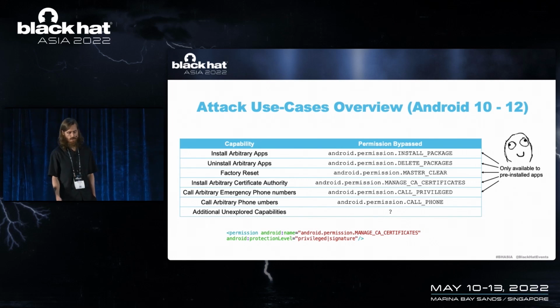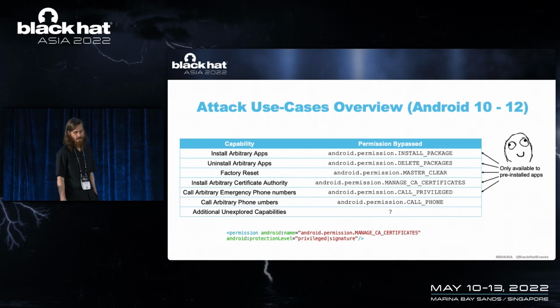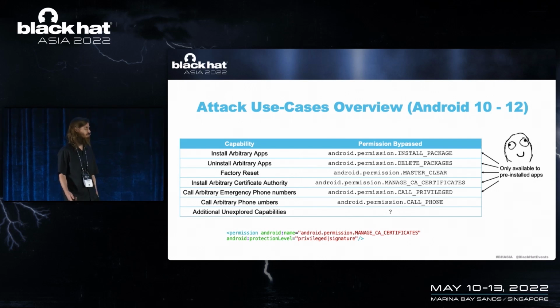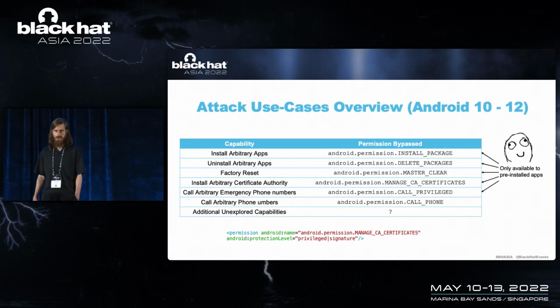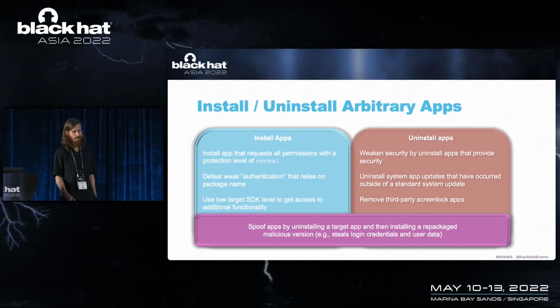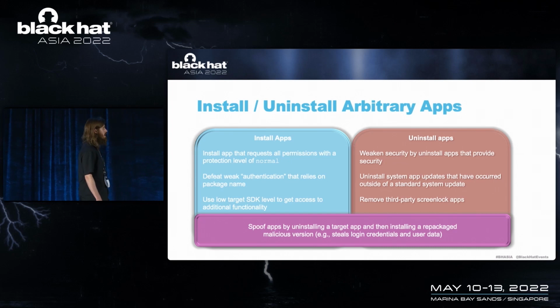So all of the permissions except for call phone are only available to pre-installed applications. Call phone is a dangerous level permission, which will have to rely on the user to grant to an application. There's also additional unexplored capabilities. We provided some, but the attack surface is pretty great, just all the different activity components which are accessible to the Telecom app. So one of the capabilities is installing and uninstalling apps.